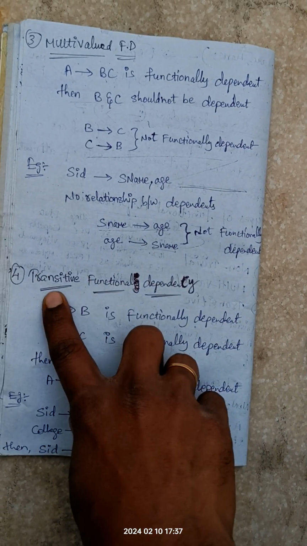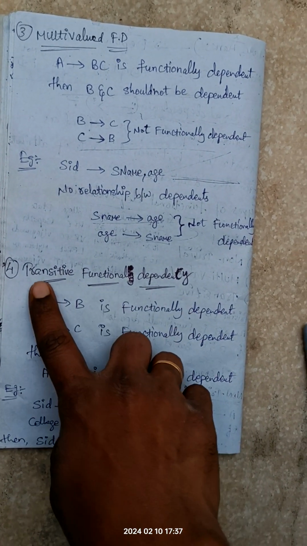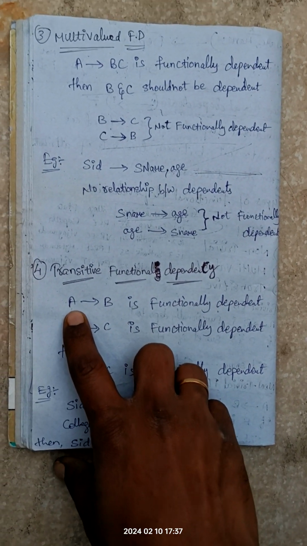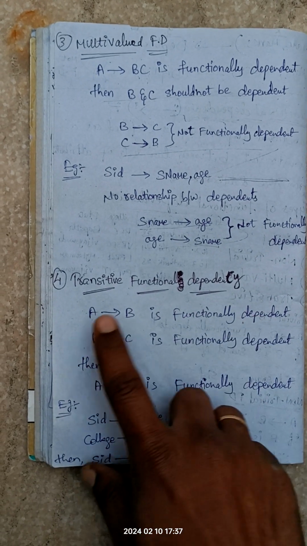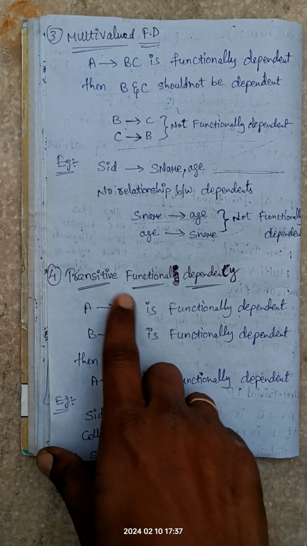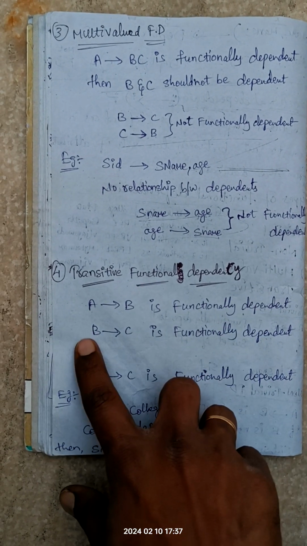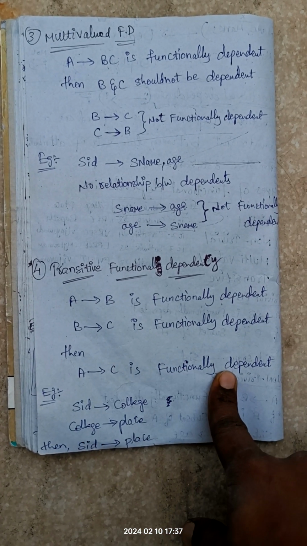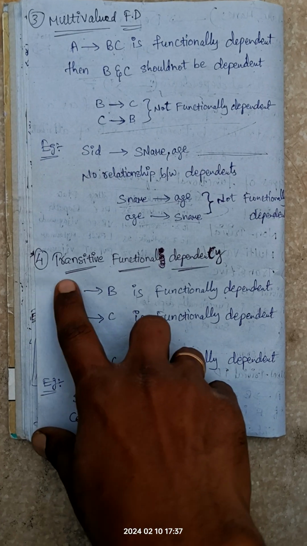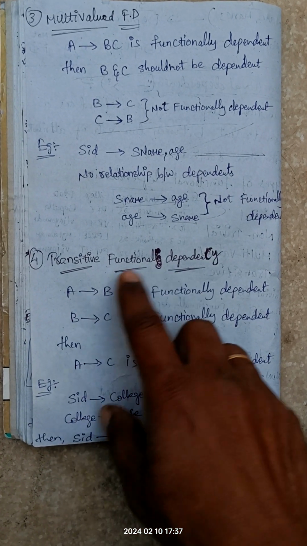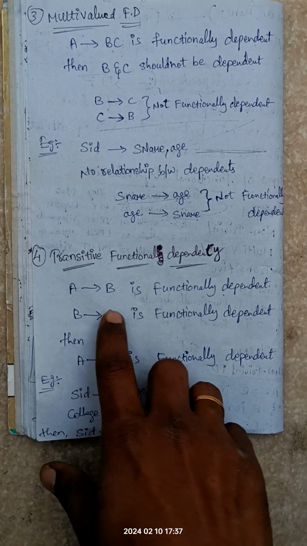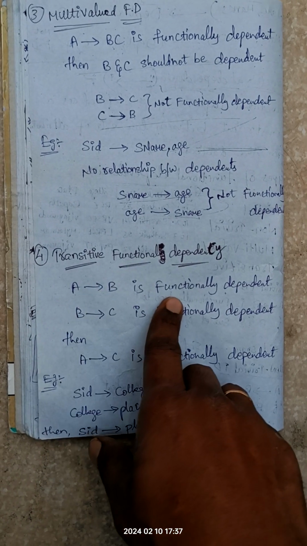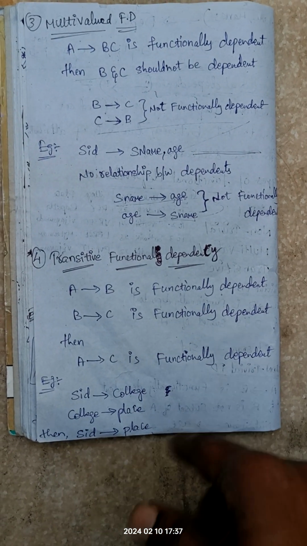And I will explain about this. Transitive functional dependency: A tends to B is functionally dependent, B tends to C is functionally dependent, then A tends to C is also functionally dependent. See, B is repeating in A, B and B, C. So A tends to C is functionally dependent.